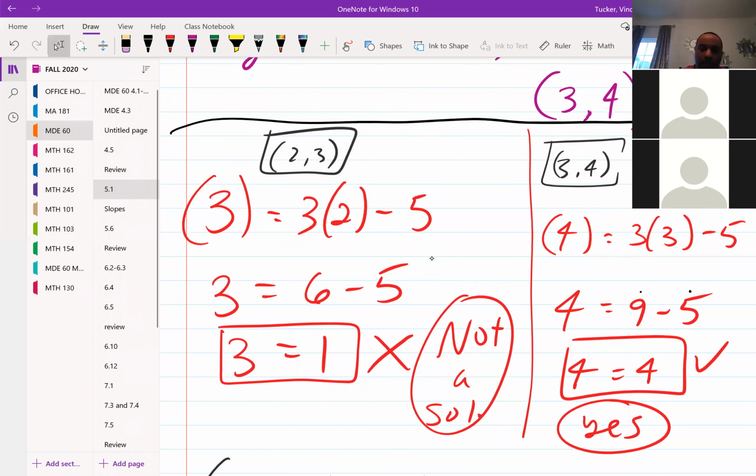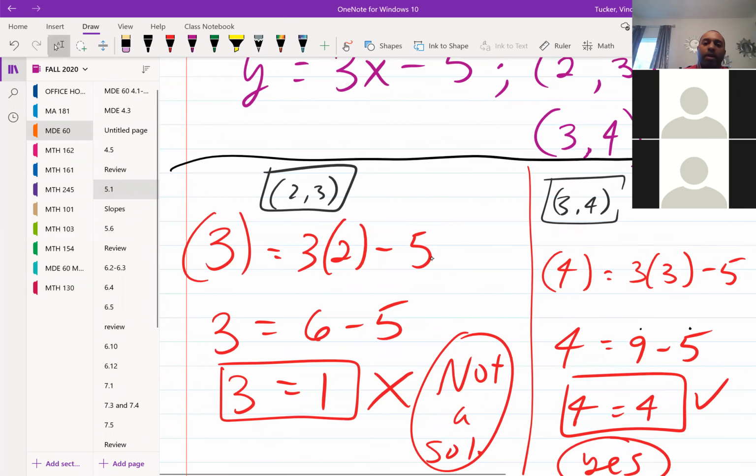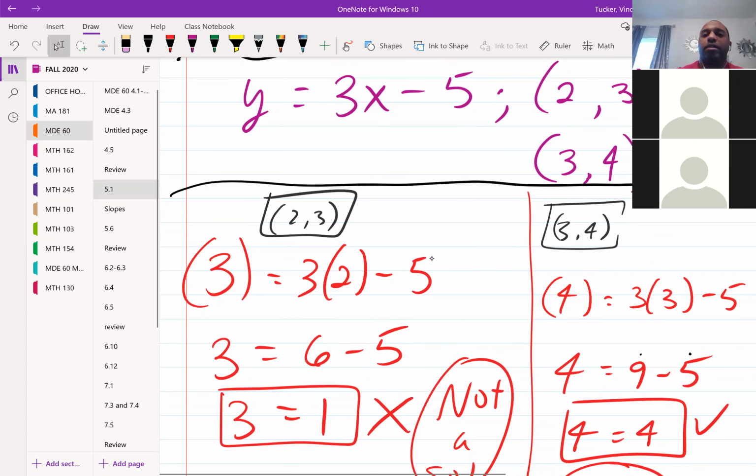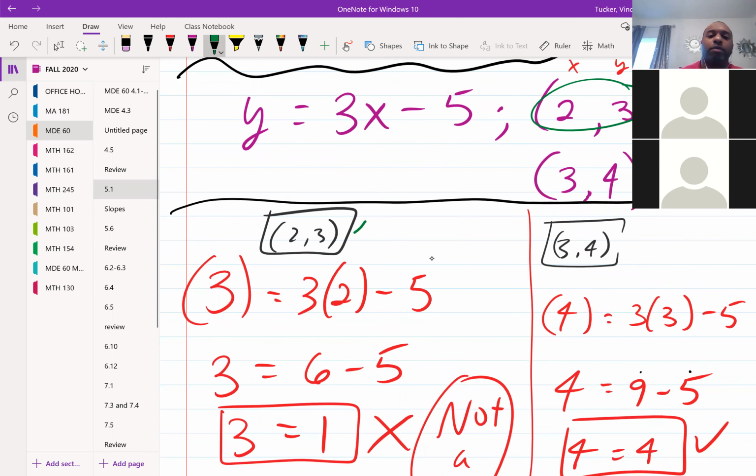Can you scroll back up? Yeah, that one right there. Okay, so y equals 3x minus 5. So where did 2 come from? They gave it to you. They gave you 2 points to plug in. They gave you this to plug in as an ordered pair. So that's what we did here. And then they gave you this one to plug in, and that's what we did here. So in this exercise, all of this would be given. Plug in those 2 ordered pairs and see which one is the solution.